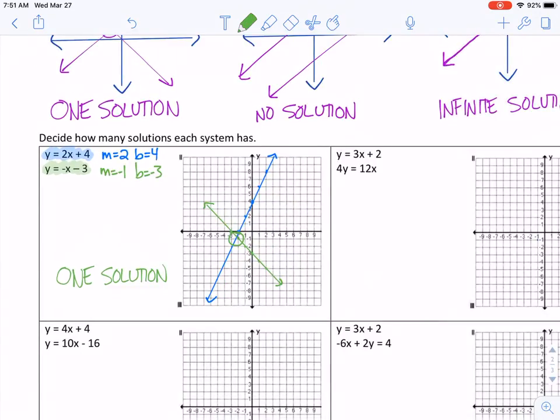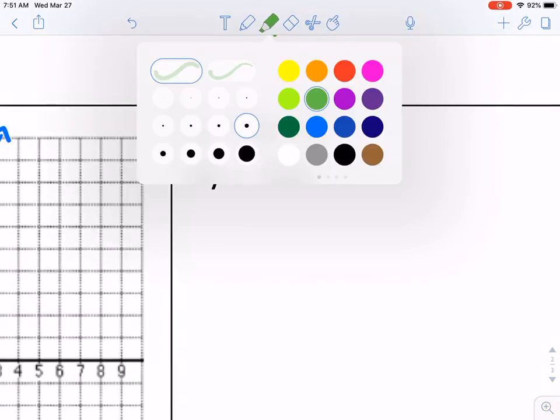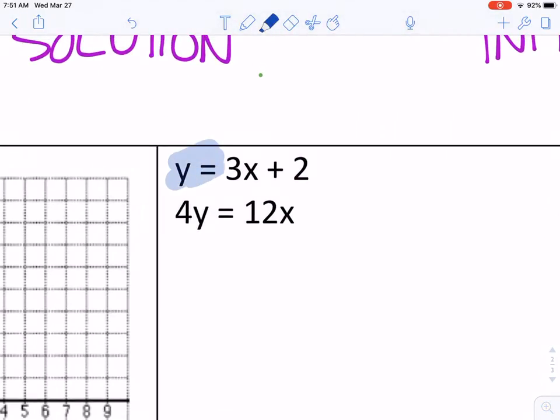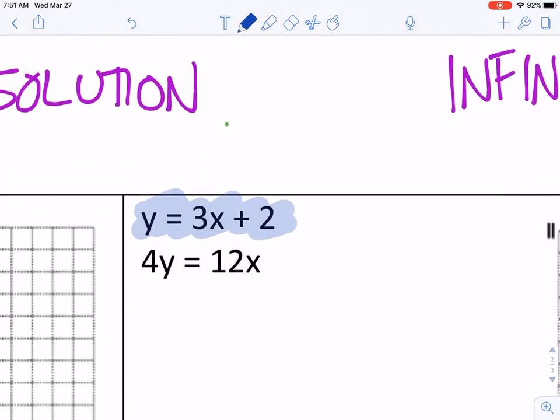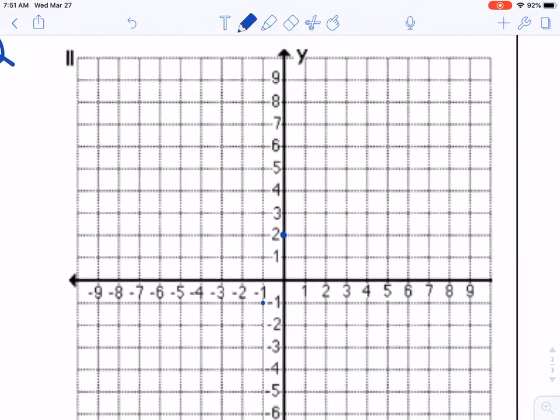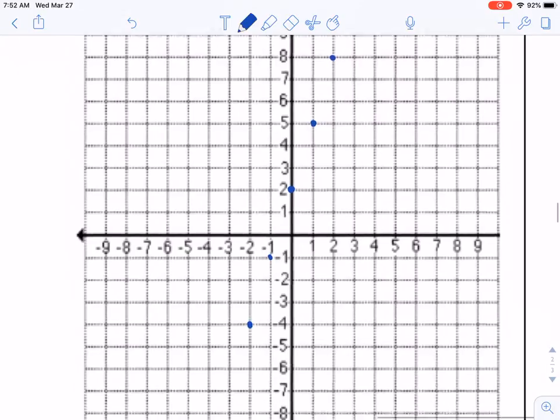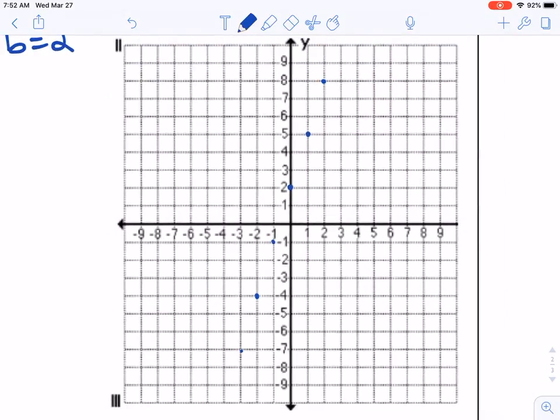Okay, so let's go on to the next one. Go back to my blue. So here we have a slope of 3, y-intercept of 2. So I'll start at 2, up 3 over 1, up 3 over 1. Do the same thing in the other direction, and graph.